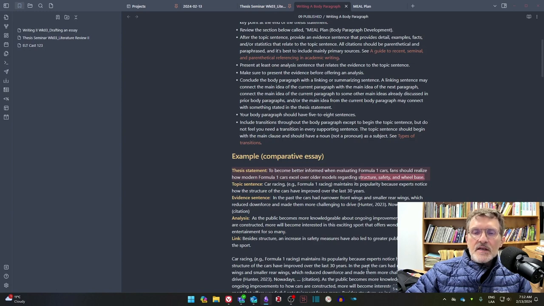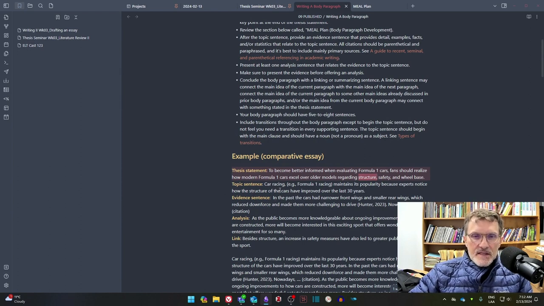In this case, I'm writing a five-paragraph essay, so I want to try to develop three key points, one body paragraph per key point. Now, for the topic sentence, I want to focus mainly on structure, and I want to follow the same order as I have listed here at the end of the thesis statement.